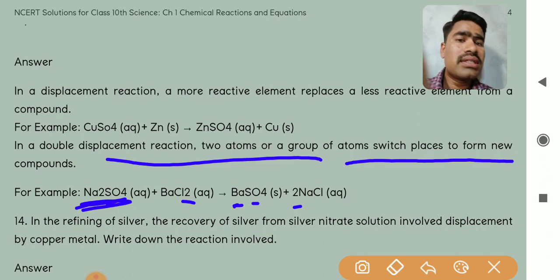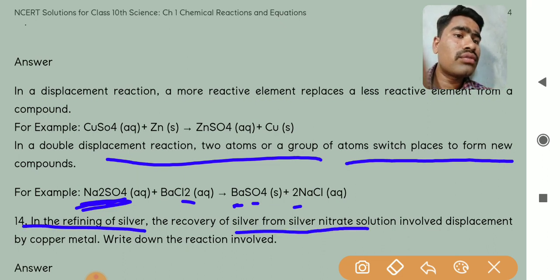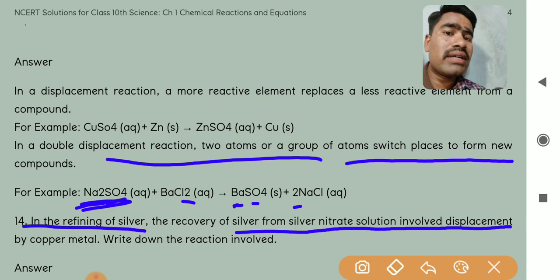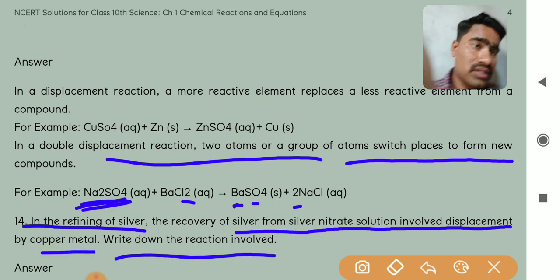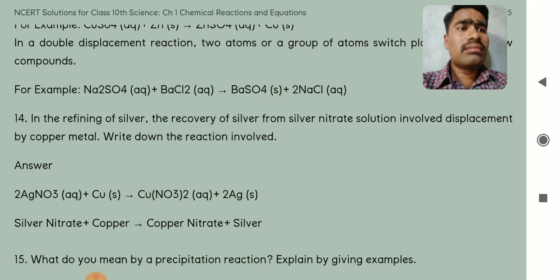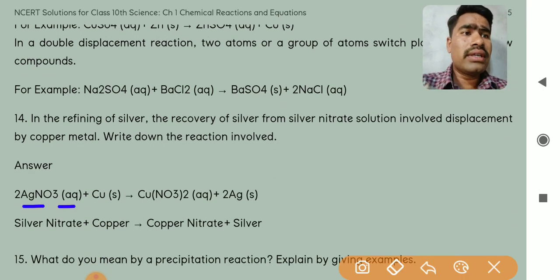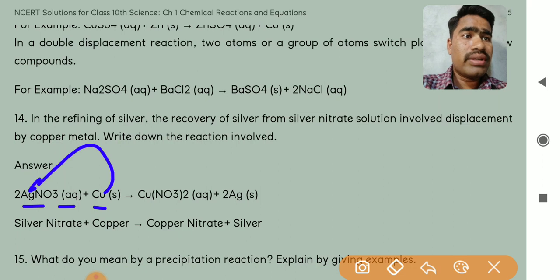Now the next question: in the refining of silver, the recovery of silver from the silver nitrate solution involved displacement by copper metal. Write down the reaction. Silver is less reactive than copper, so a displacement reaction can be utilized here. You can see the reaction: AgNO3 when treated with copper, since copper is more reactive than Ag, copper nitrate is formed and Ag is separated out.